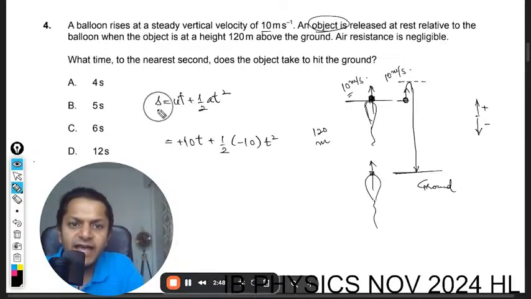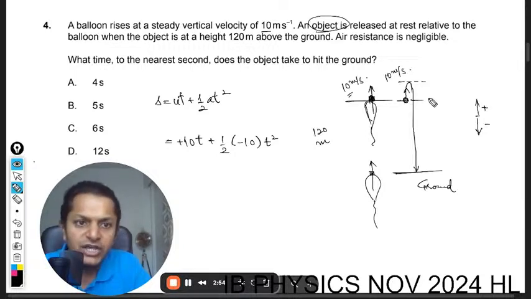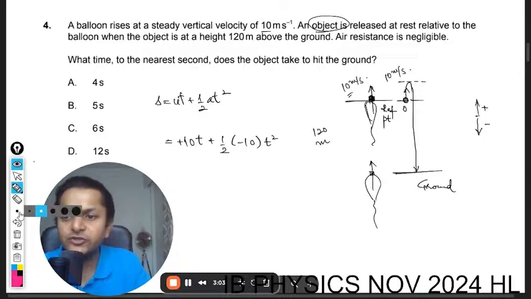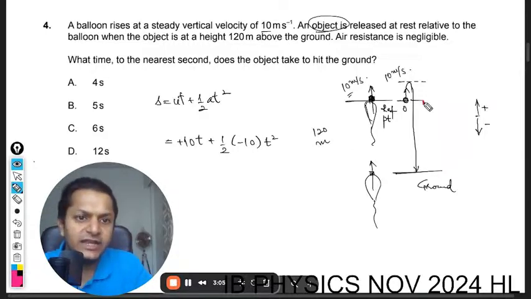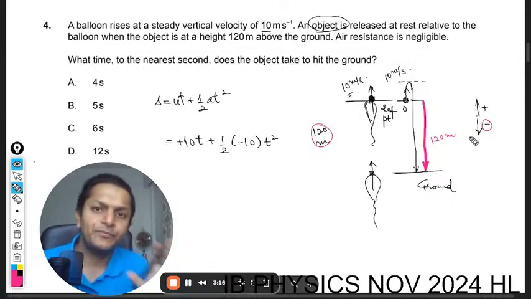Now what is s? s is the displacement that will be happening. So this point from where the motion starts is chosen as the reference point or the origin. From this, we're going to find the final displacement. The final displacement is anyways in the downward direction like this, and it is given as 120 meters. So this is 120 meter in the downward direction.